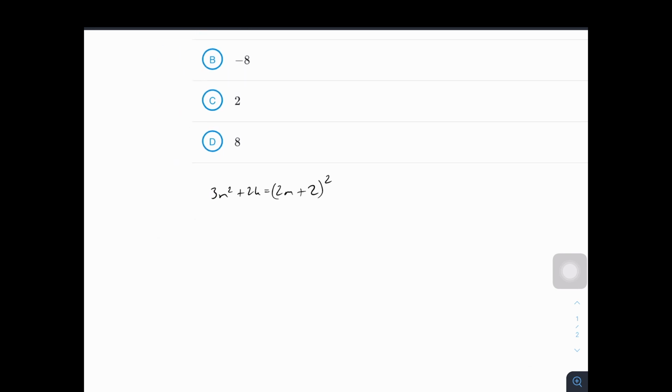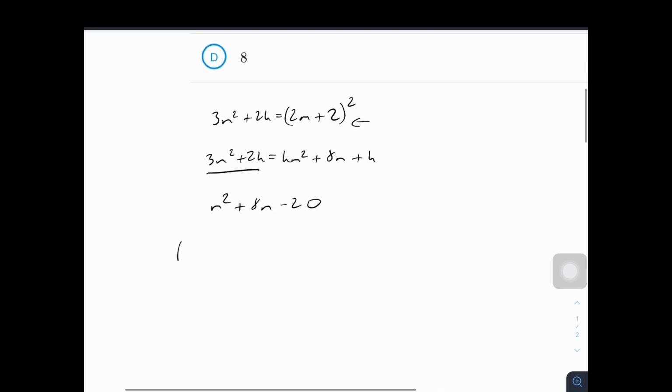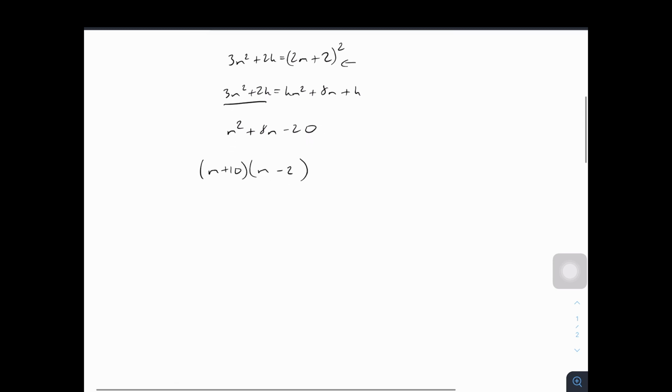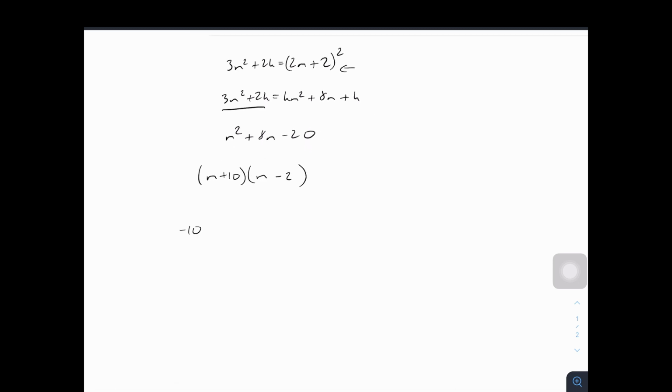Now we need to simplify this side right here. When we do that, we get 3m squared plus 24 is equal to 4m squared plus 8m plus 4. Now we need to move everything to one side, so let's move 3m squared plus 24 to the right side. When we do that, we get m squared plus 8m minus 20. When we factor this, we get m plus 10 and m minus 2. So the two solutions we get are negative 10 and positive 2.